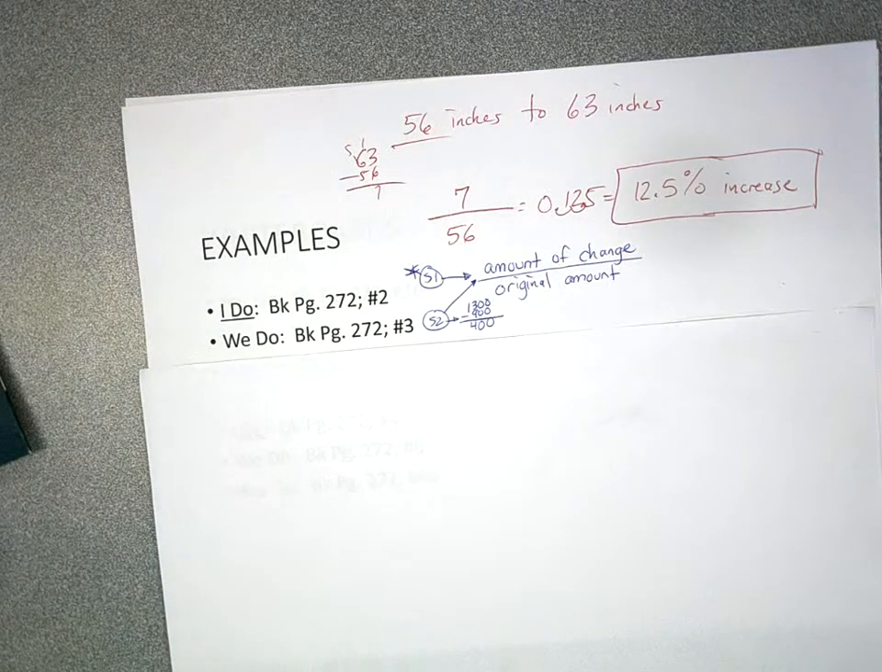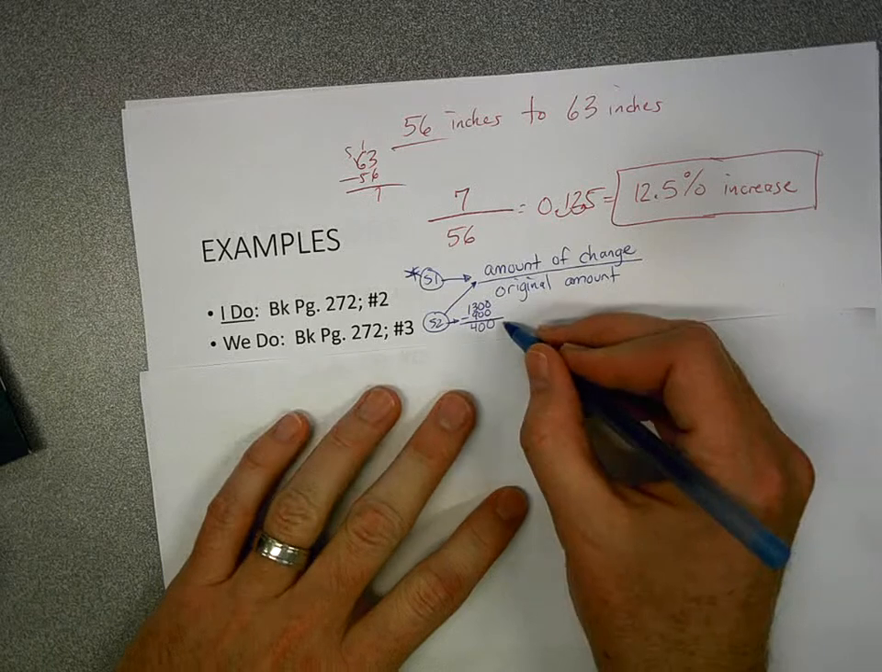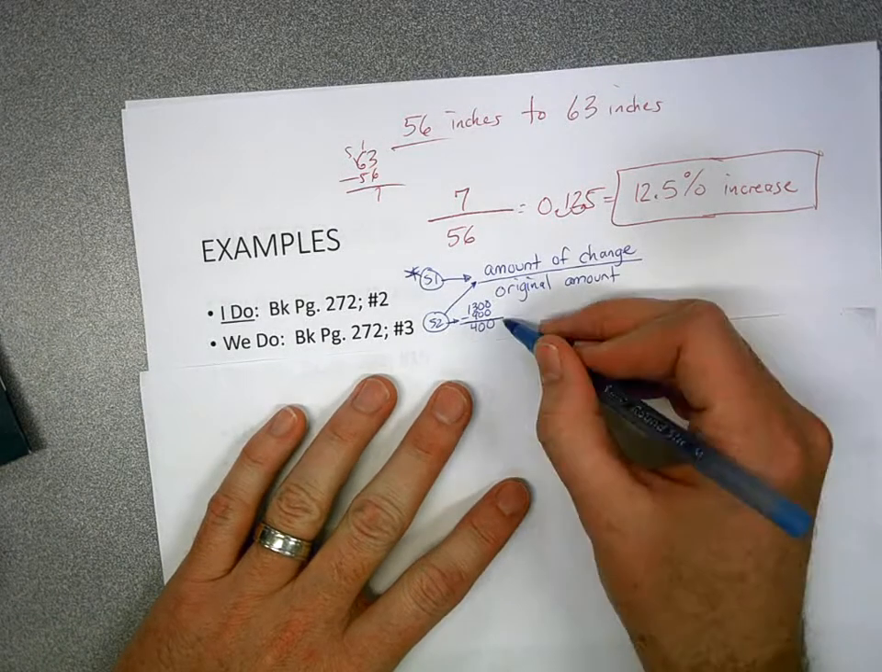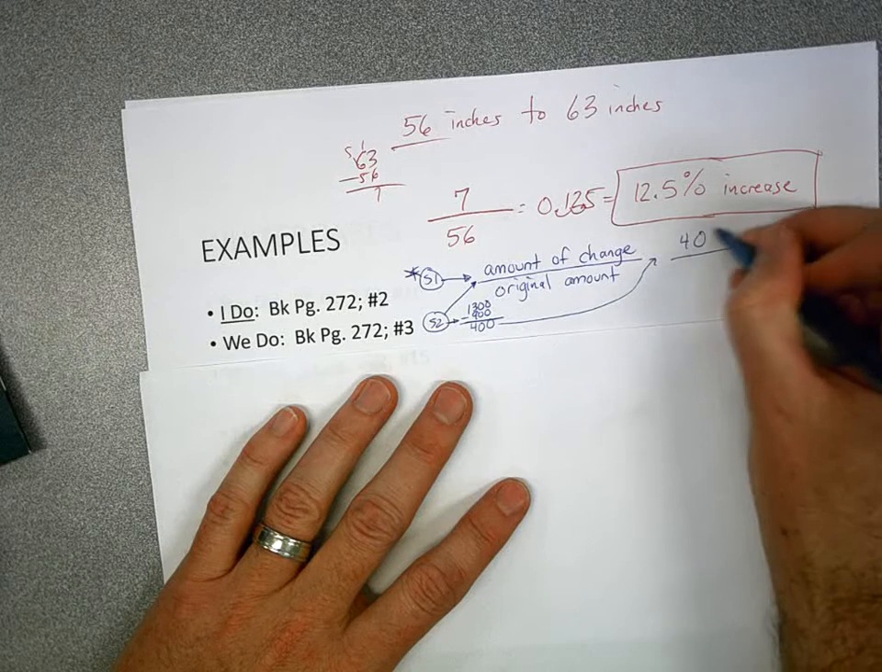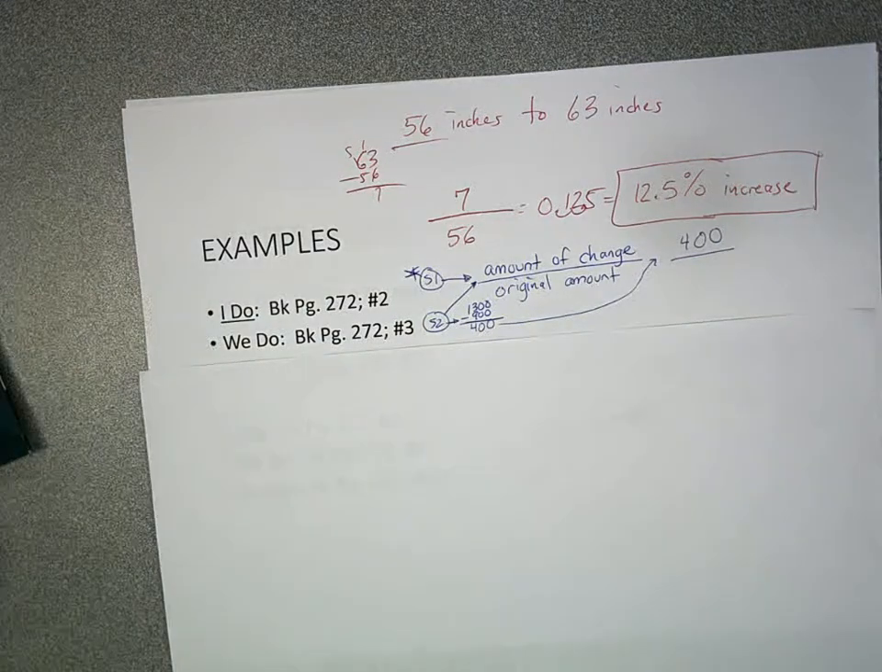Okay, so the amount of change, of course, is $400. And I'm going to write that on the top of my ratio, 400. I don't have to put units yet.